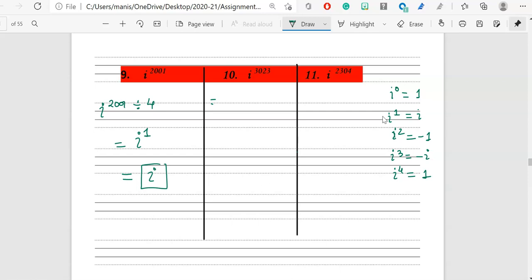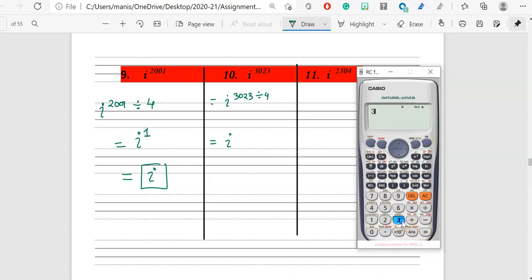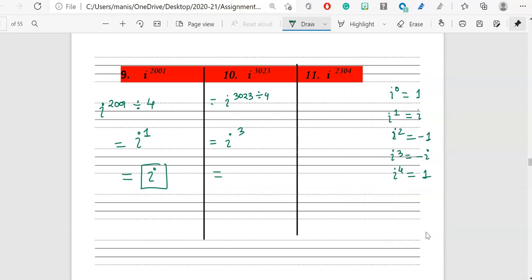Let's look at this problem. Step number 1, divide your exponent by 4, and write your remainder over here. Do keep in mind I'm using the word remainder, not the quotient. So 3023 divided by 4. My answer is what? 0.75 is the decimal part. I'm taking only 0.75 and multiplying by 4, and you already know the remainder is 3. So i to the power 3 is negative i. This is your answer over here.